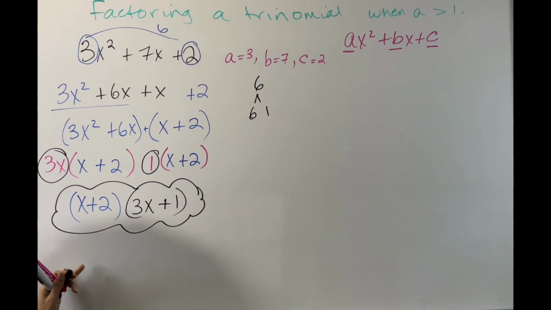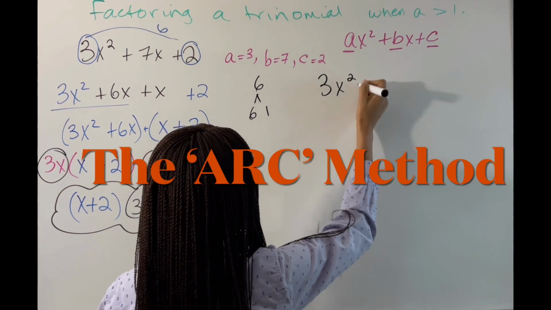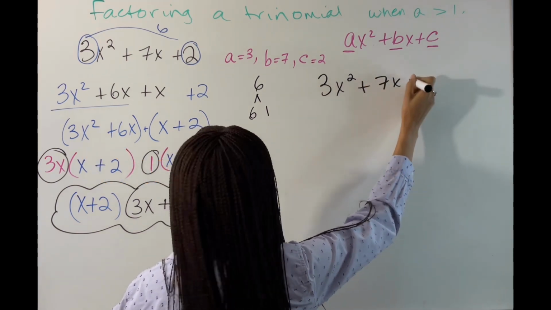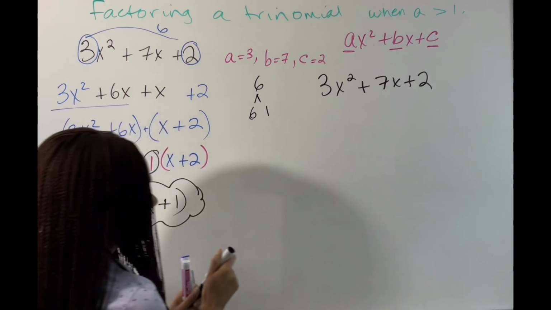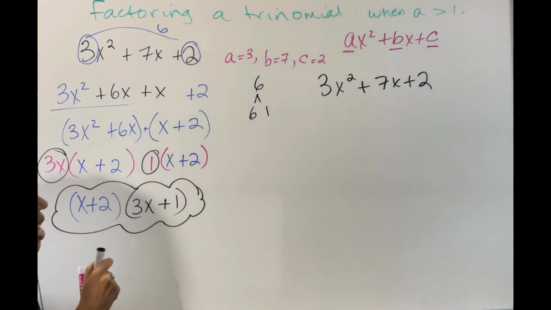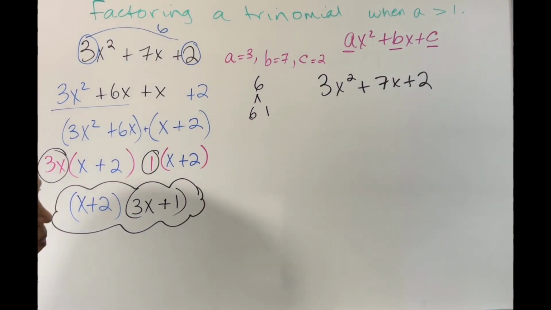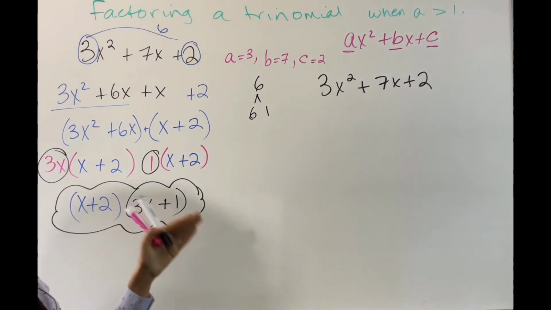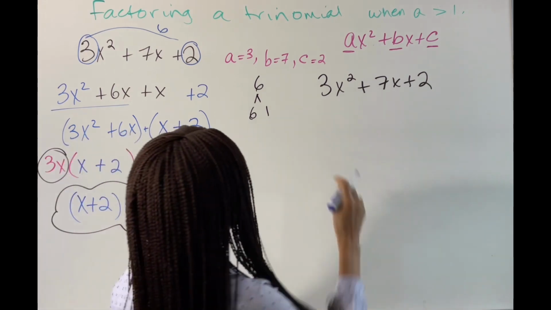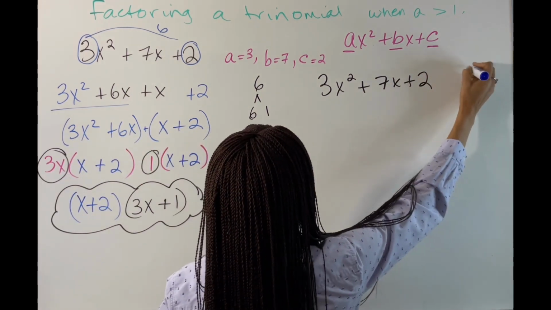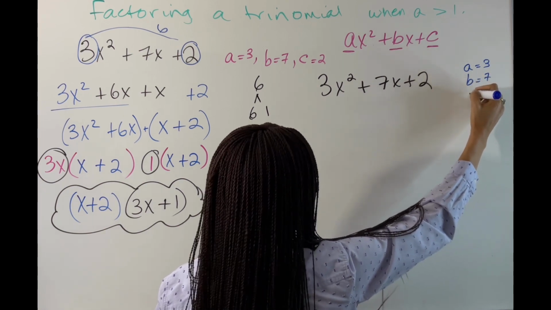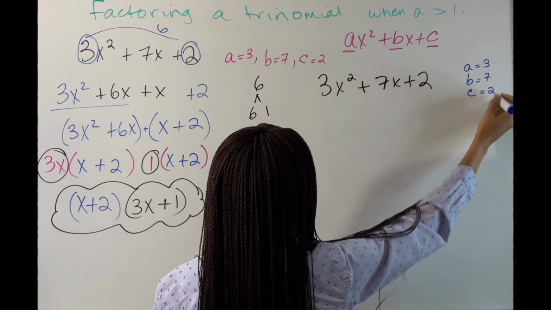Now there's another way you can factor this out. I'm going to rewrite the same expression, 3x squared plus 7x plus 2. And the difference here is that you notice here that your leading coefficient is 3. So you have a is equal to 3, b is equal to 7, just the same like the first one, and c is equal to 2.